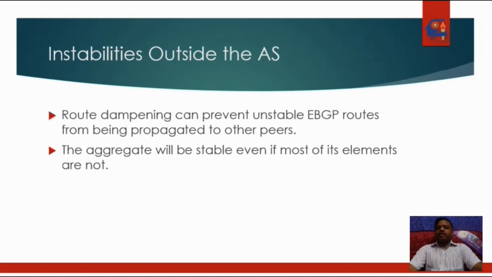Within the provider's autonomous system, a customer's instabilities are a concern. When a customer's network cannot be aggregated, instabilities will be carried to the outside world. With dampening, the provider's border router suppresses customer routes that are flapping.